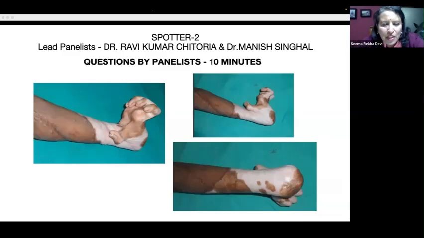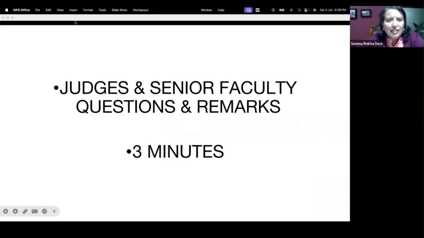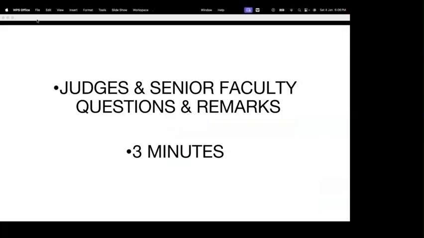So you need to keep that position after releasing. You have to fix it in that position. Yeah, then only when it is achieved do you go for the second stage. Yes. Okay, agree? Yes, okay. Any questions from judges or senior faculty?